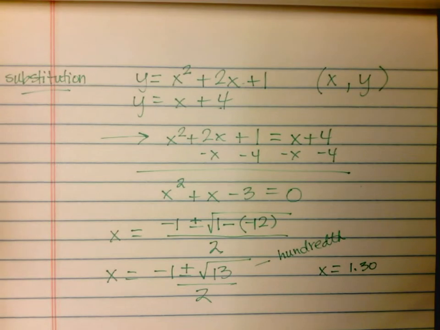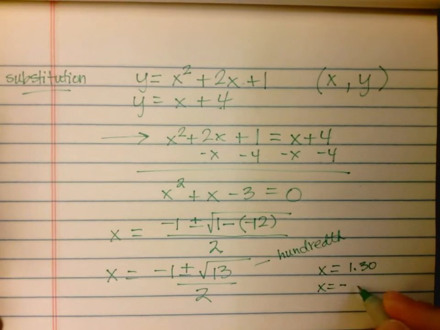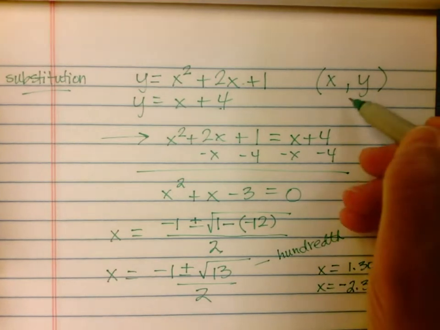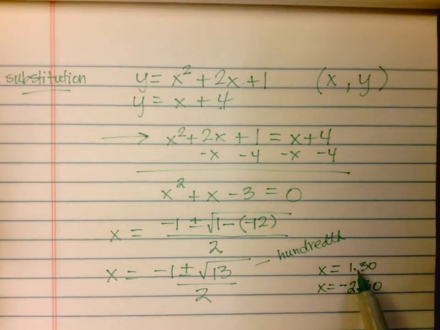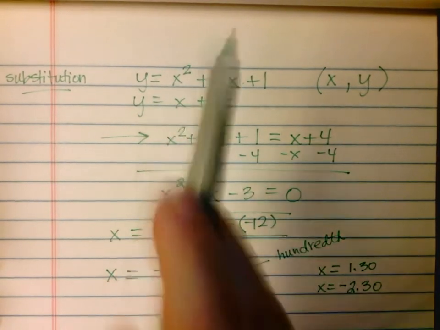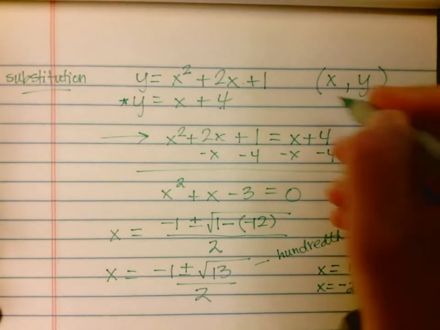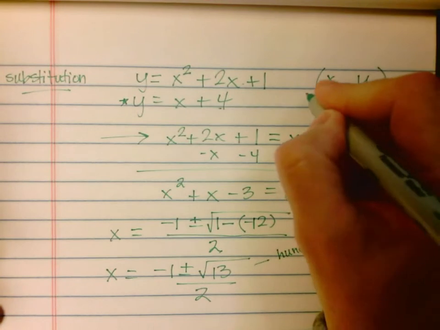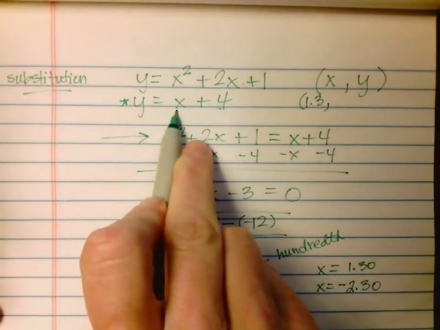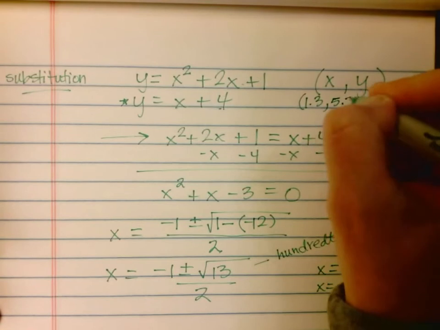Now I'm going to take negative 1 minus the square root of 13 and divide that by 2. The other x-coordinate is negative 2.30. So when I go up here and substitute my x values, I'm going to do them separately. I'm going to substitute into, I guess this would be easiest. So when x is 1.3, the y value is 5.3.